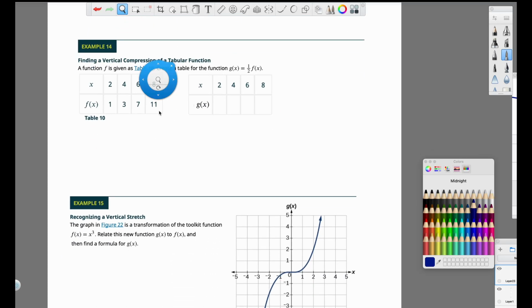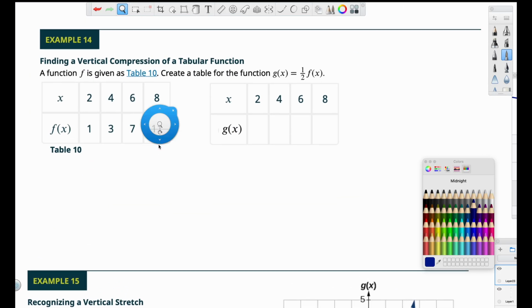Okay, very good. Find a vertical compression of a tabular function, so a function that is written in a table. A function f is given right here, so we have our inputs x, and here are outputs f of x. Create a table for the function g of x is 1/2 of f of x. Okay, so at 2, my output was 1. So what are we doing to the 1 here? We're multiplying it by 1/2. So my g of x here is going to be 1/2.